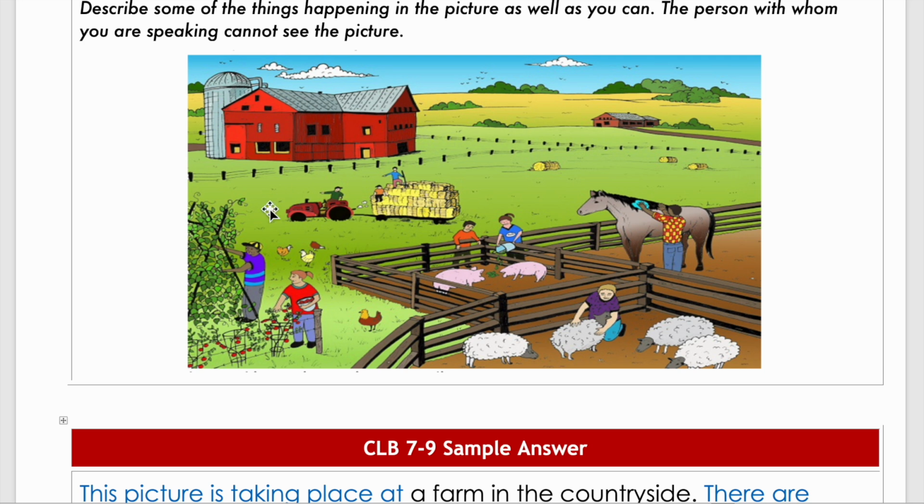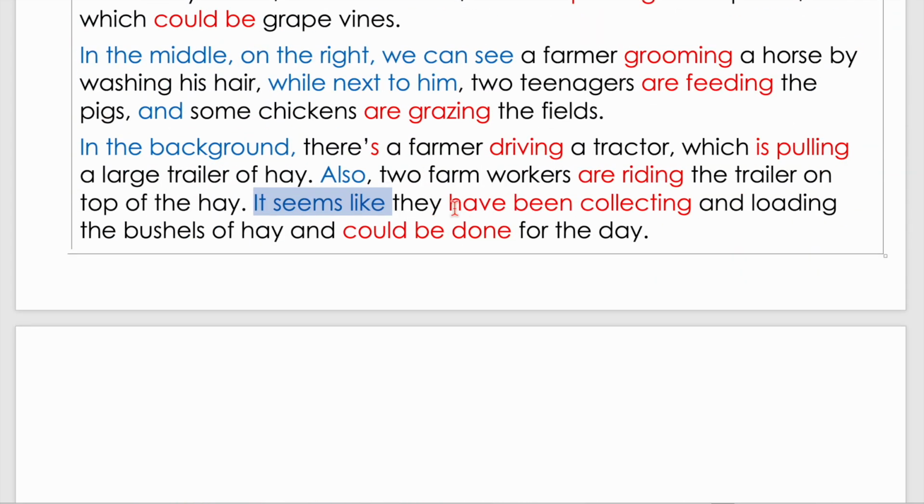And over here, the trailer is full of hay, right? So for me, it seems like they have been collecting hay all day because it's full and they could be done for the day. So there's a strong sentence, okay? Again, we used present perfect continuous here and we use passive form here. Could be done. Okay?